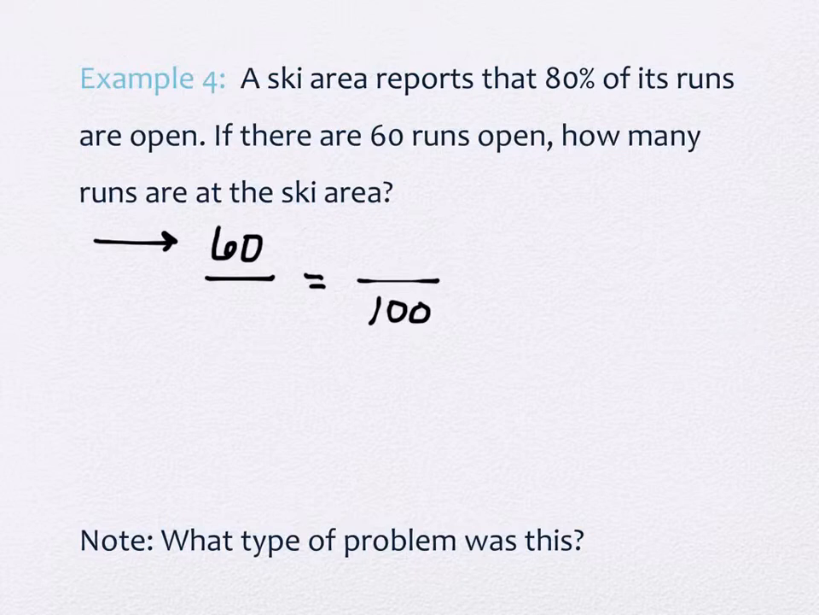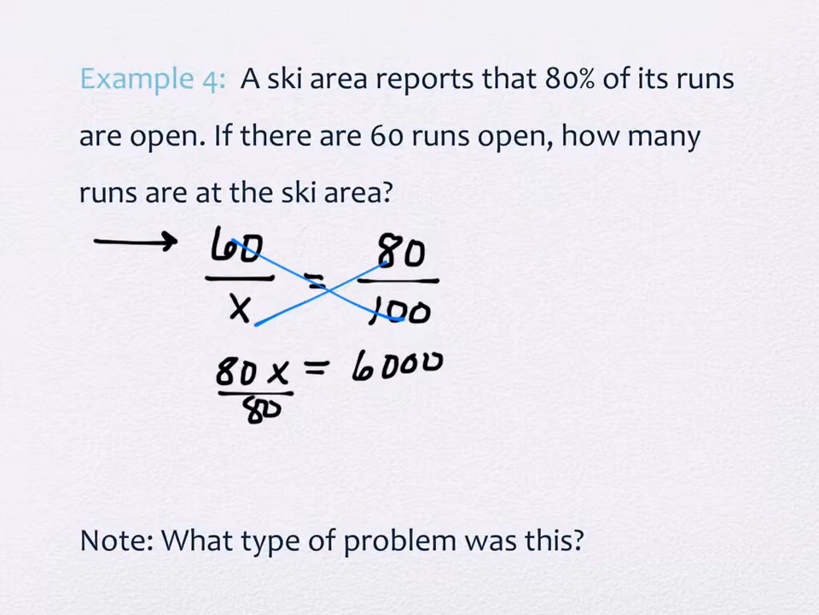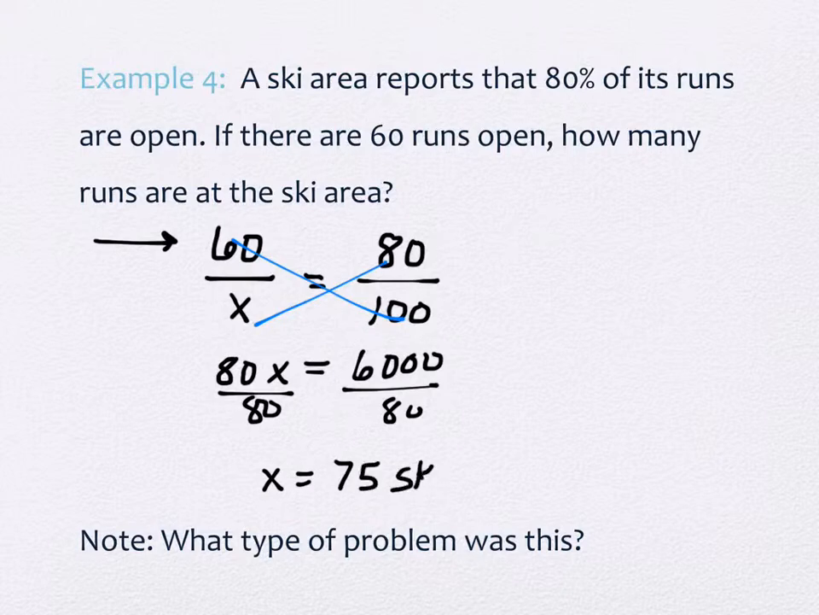So in fact, this is the value I don't know then, right? The 100% value. What's going to go in my missing place? That's my 80. The percents always go on the same side, so the 80 will go above the 100. And then we're going to cross multiply. We have 80x equals 6,000. And what do I get when I divide this by 80? 75.